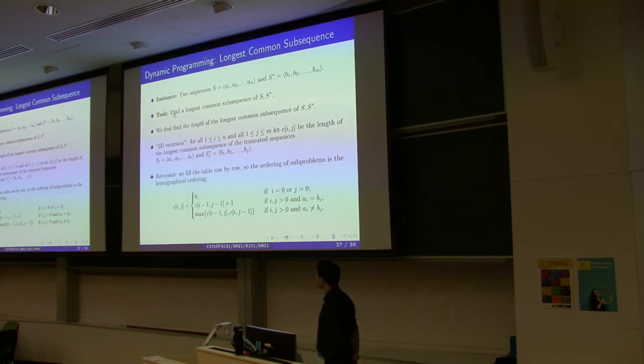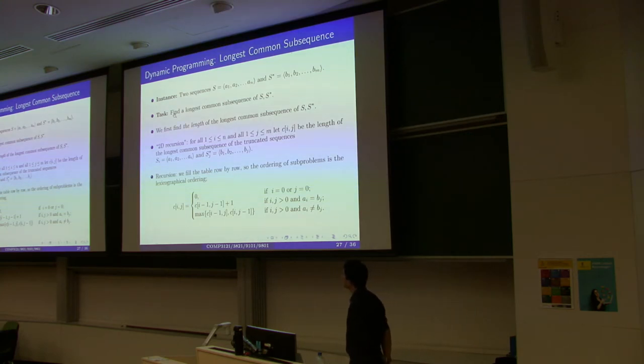So the right way to set up this particular problem is that we define C_ij as the length of the longest common subsequence of truncated sequences S_i and S_j star, where S_i is the same as string S, but only restricted to the first i elements. And S_j star is the same as S star, but we only restrict ourselves to the first j symbols or letters.